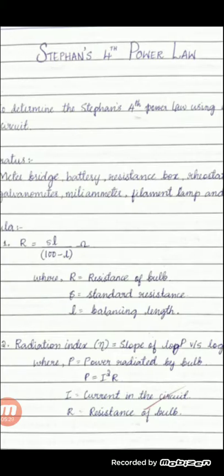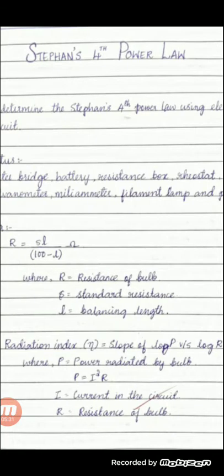Where P is the power radiated by the bulb, and the power P can be calculated by using the formula P equals I squared into R. You are already familiar with this from your basic studies, where I is the current in the circuit and R is the resistance of the bulb.